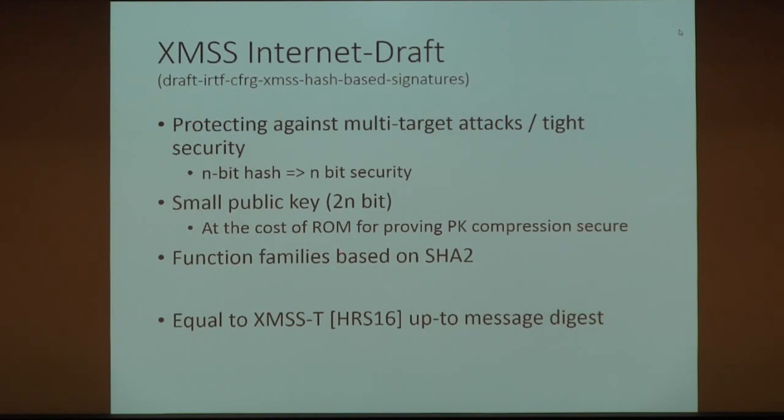This comes at the cost of the random oracle model for proving this public key compression secure. So the core scheme is still provably secure in the standard model, but there's some annoying dependency between how these public parameters have to be generated and the standard model security proof, and that's why we need a random oracle model to get this proven.